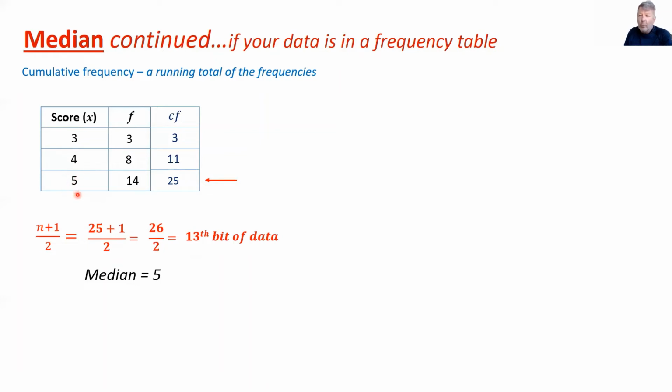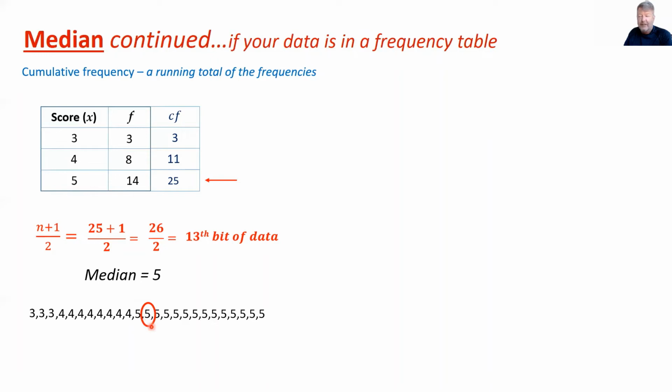Now, we can check that. We can prove that. This frequency table says we've got 3 3s. So let's write 3 3s. We've now got 8 4s. So we can do 8 4s down here. And we've got 14 5s. There's our 14 5s. Right, so we're looking for our 13th bit of data. Let's have a look. 1, 2, 3, 4, 5, 6, 7, 8, 9, 10, 11, 12, 13. There it is. There's our median.